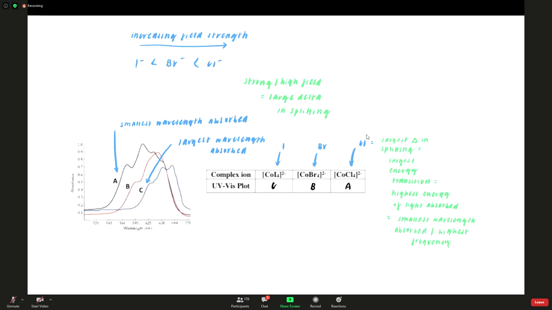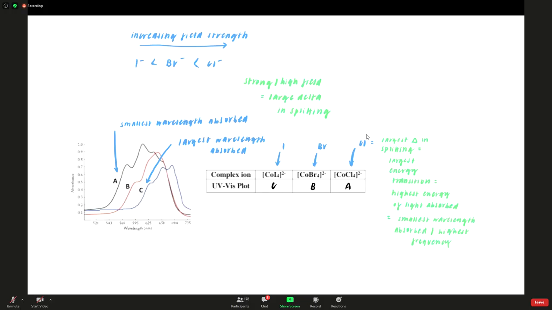First of all, writing out the increasing field strength. Cl minus would have the highest field strength compared to the other two ions. And we know that high field or strong field corresponds to a large delta in splitting. A large delta in splitting means that we have a large energy transition between the d orbitals. And when we have that large energy transition, that essentially means that we have high energy that has to be absorbed if we're going from one to the other. So if we have high energy, that corresponds to either high frequency or small wavelength that's absorbed.